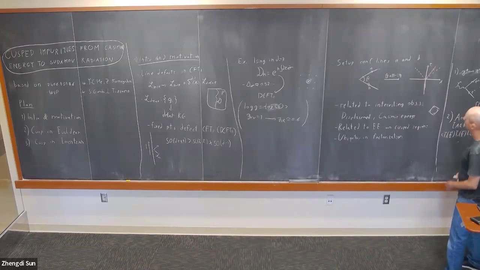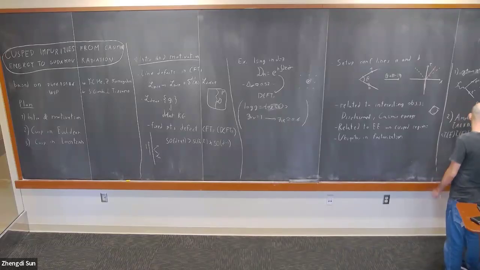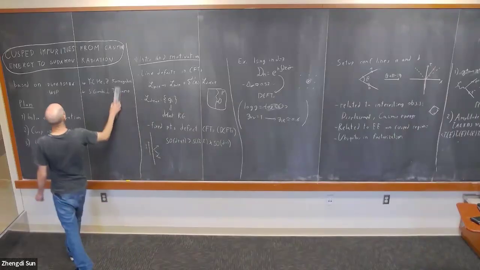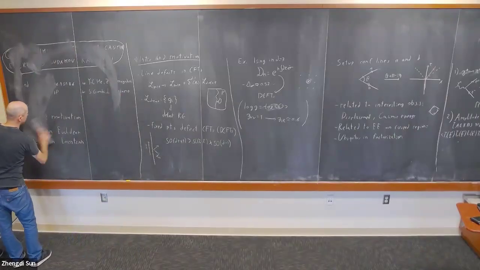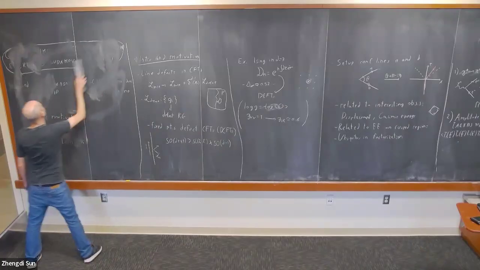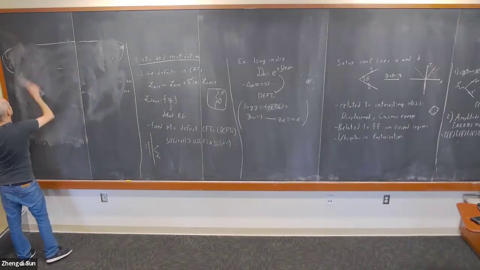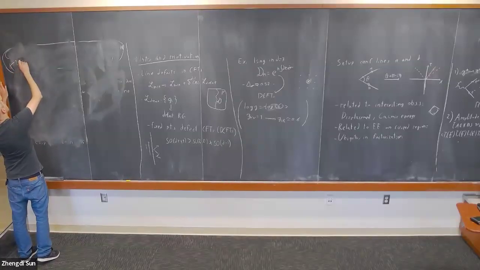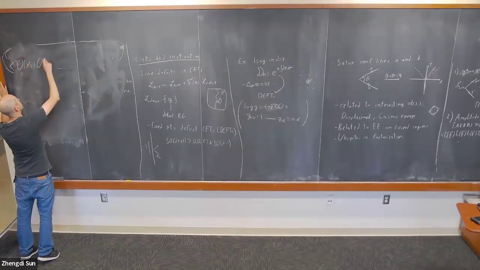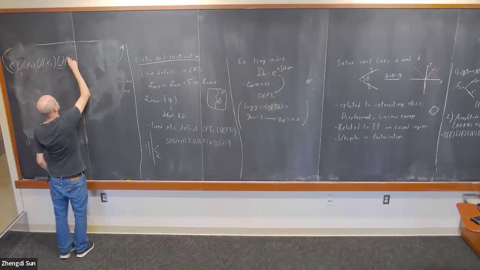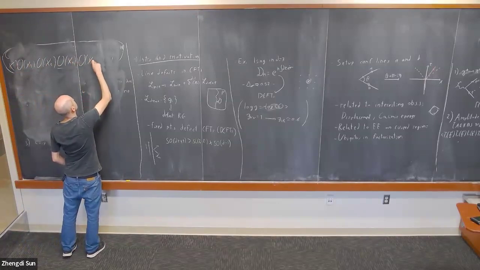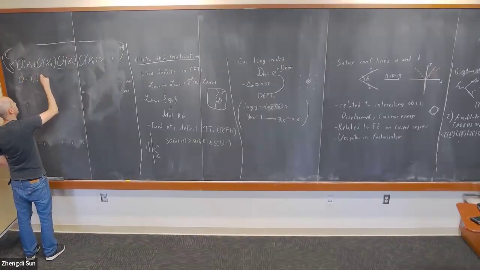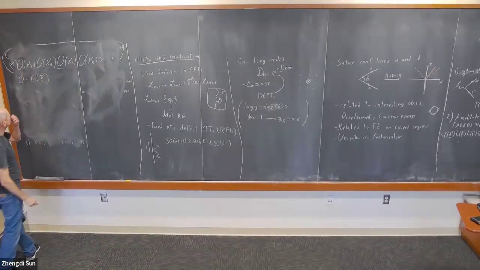Let me just go somewhere else. I can just erase. So let me just rewrite the object. I'm going to take O(x1), O(x2), O(x3), O(x4), where O is, say, a current, or could be trace phi squared, whatever you like, it doesn't really matter.